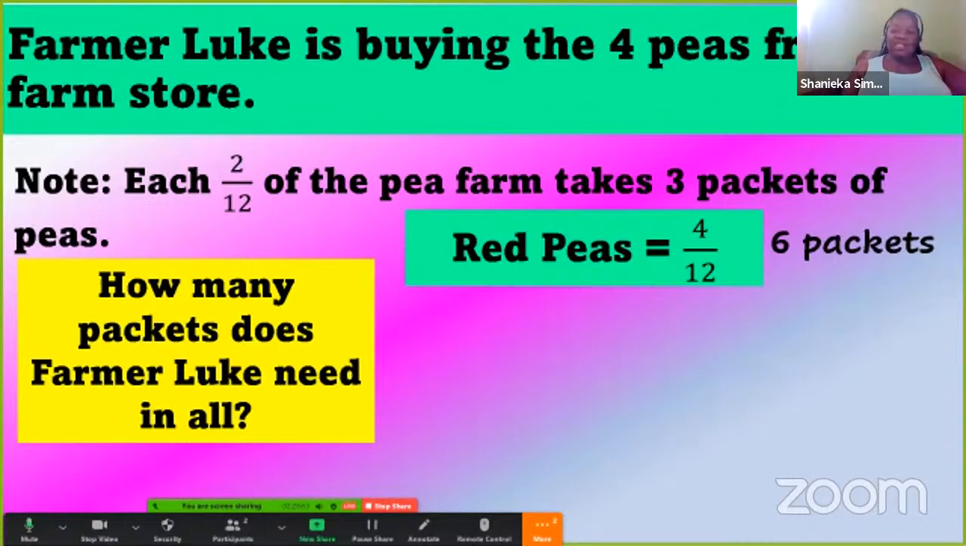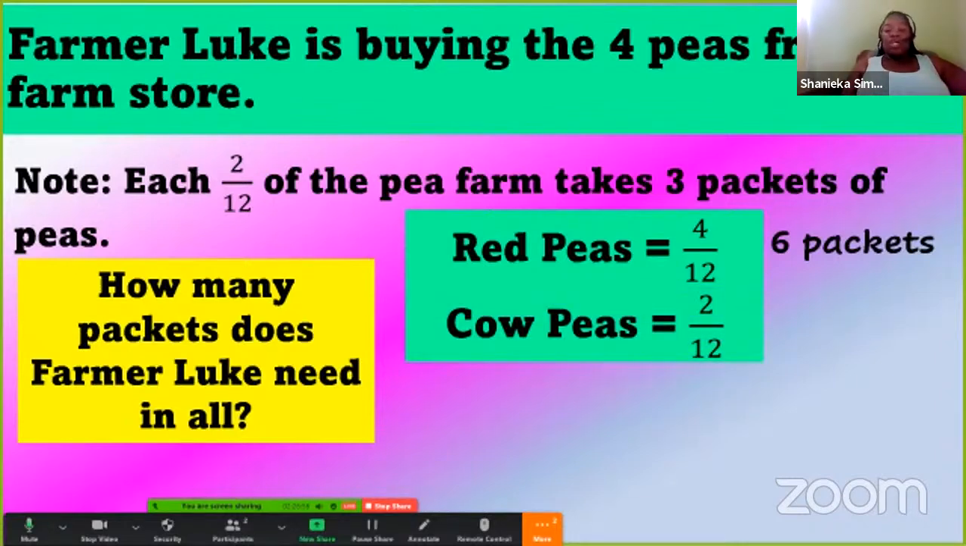What's the next piece again? Cowpeas. So cowpeas is 2/12s. How many packets of peas do we need for the cowpeas now? It's 3 packets. All right, let me hear what the others think. So 3 packets, you say? Let me hear what the others think. How many packets of red peas are needed?